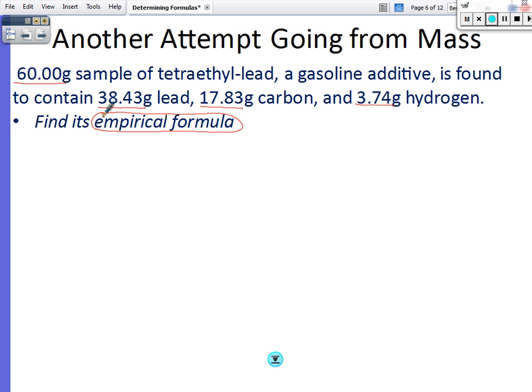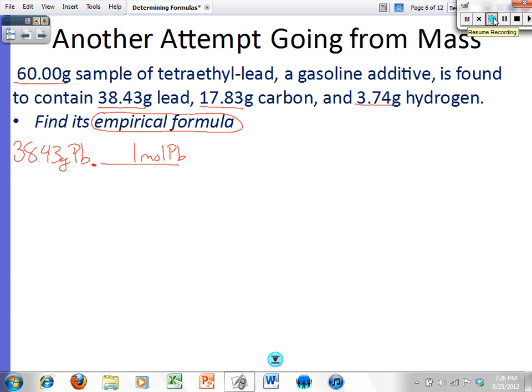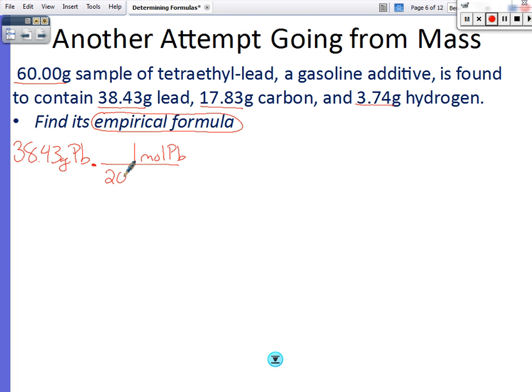So just like before, I'm going to go ahead and start off with 38.43 grams of lead, which is Pb. I'm going to do this one without the table for us. All right. 1 mole of lead. From my periodic table, 1 mole of lead is 207.2 grams lead. Okay, get rid of my grams, and that calculation will give me 0.1855 moles lead. Alright, finish it up for carbon and hydrogen.